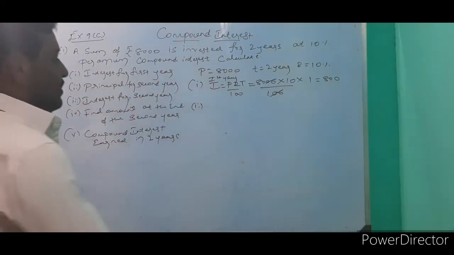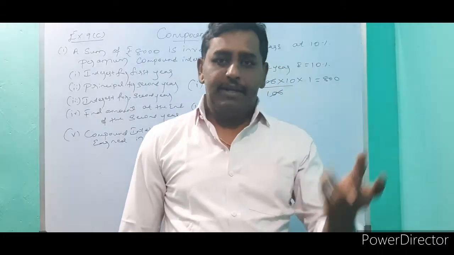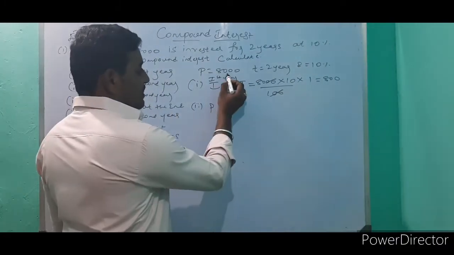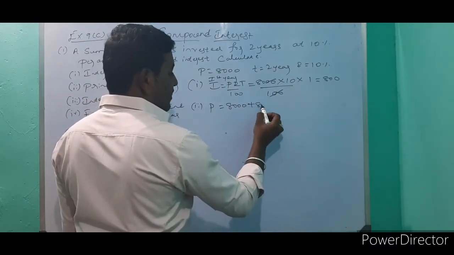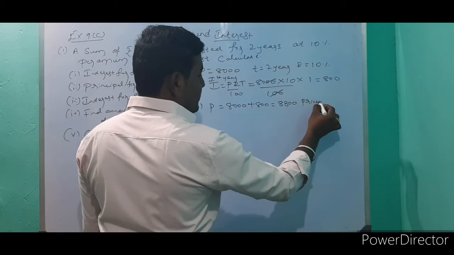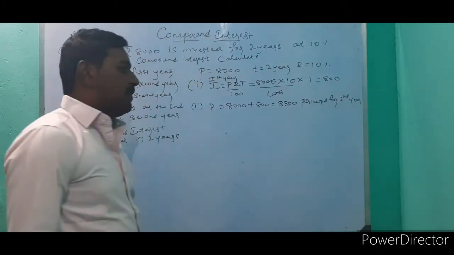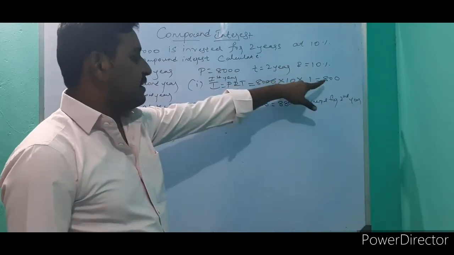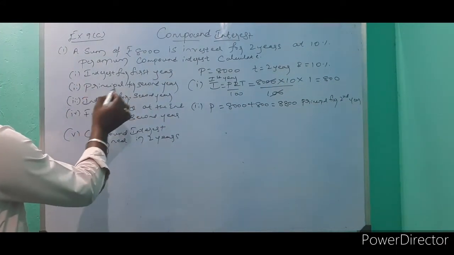Principal for the second year. As I told earlier, the principal is changing year by year in compound interest. So how will we find the principal? What is the principal of the first year? 8,000. What is the interest for the first year? 800. If you add, you will get 8,800. This is the principal for the second year. So add the principal amount of the first year and the interest, and you will get the second year principal amount. Second one we found out.